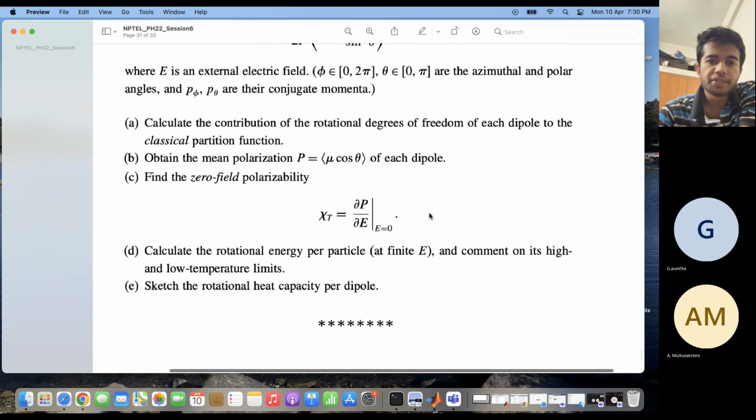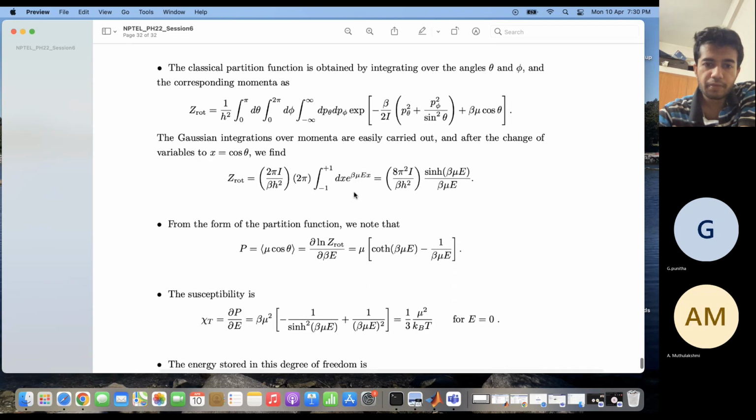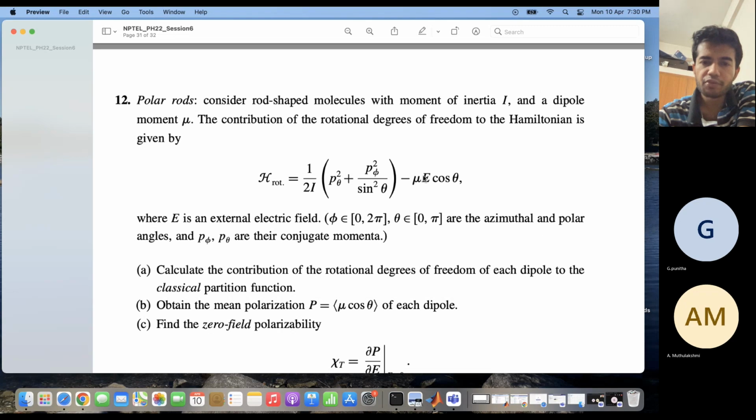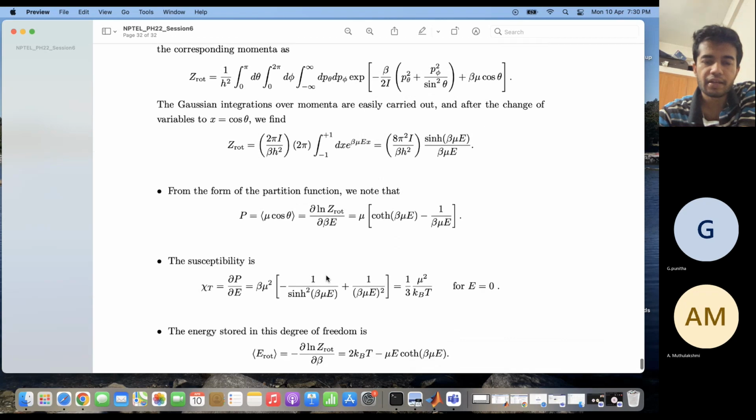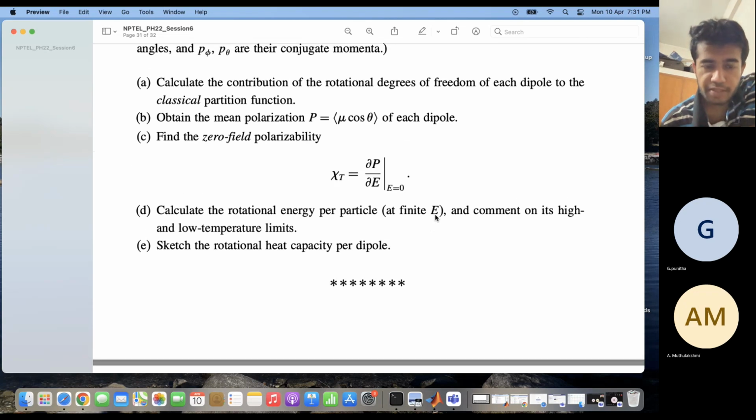So from the partition function, I can calculate the mean polarization of each dipole. If you look at the expression for the Hamiltonian, you have mu cos theta over here. So you can calculate that from the partition function by taking a derivative with respect to beta e. That is, del of ln z rotational by del beta e gives me the expectation of mu cos theta. And therefore this turns out to be equal to mu into coth(beta mu e) minus 1 by beta mu e.